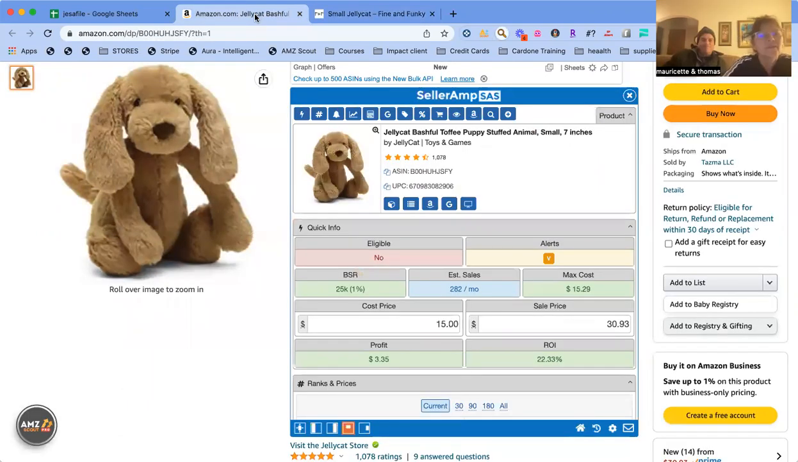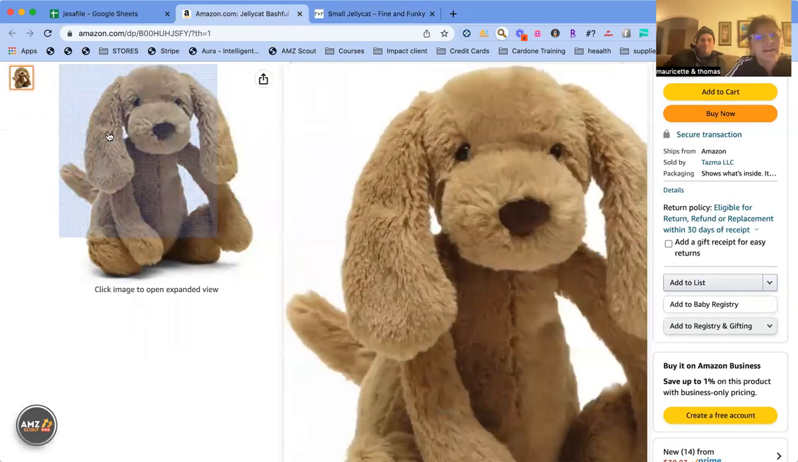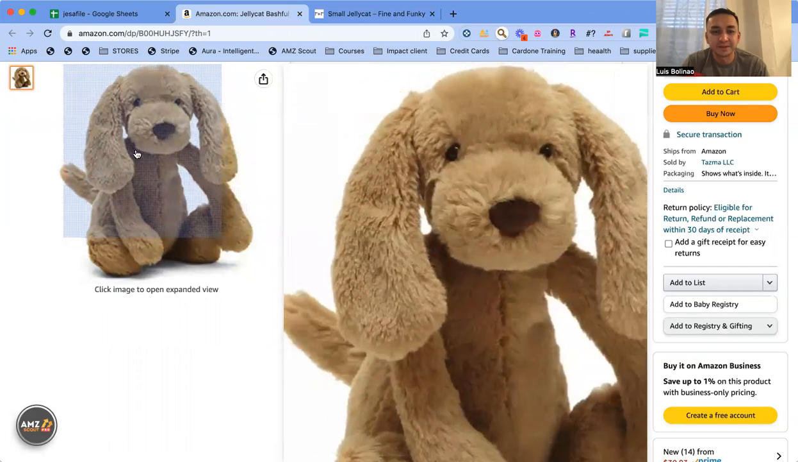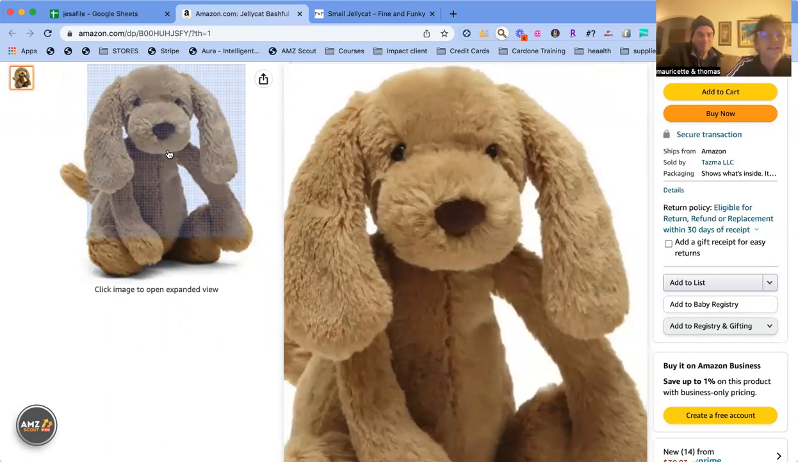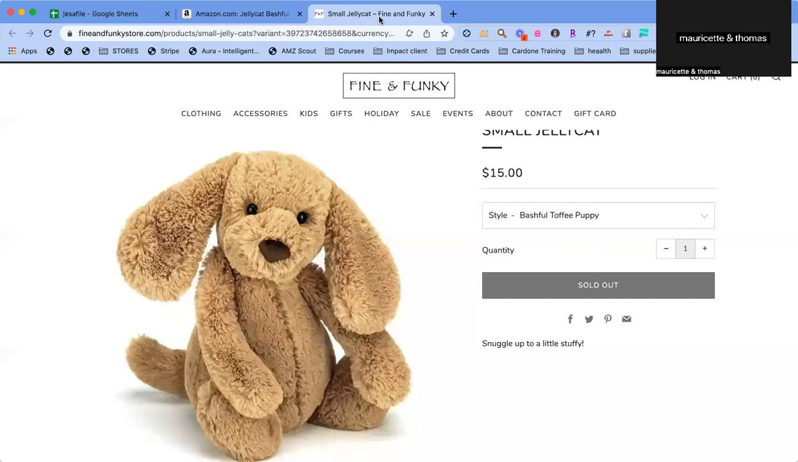It doesn't seem the same to me. Yeah, the photos, right? Some of the photos are not the same. Yeah, one is smooth and one is a little bit more curly, you know.